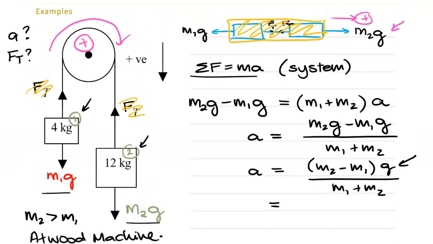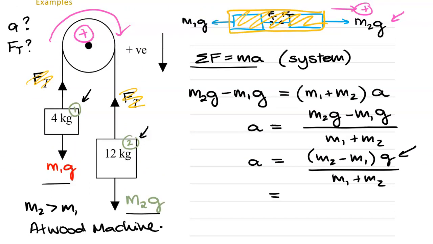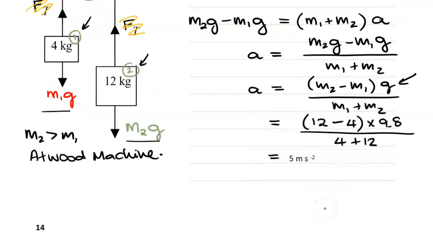Okay, so let's actually calculate what this is. So we're replacing everything here. m2 was 12, minus m1 was 4, I'm so sorry for one sig fig, everyone, times g, which was 9.8. I've just taken out g as a common factor from here to here. I might have glossed over that. And then m1 plus m2, we're going to have 4 plus 12. So fixing my calculation error, this is actually 5 meters per second squared.